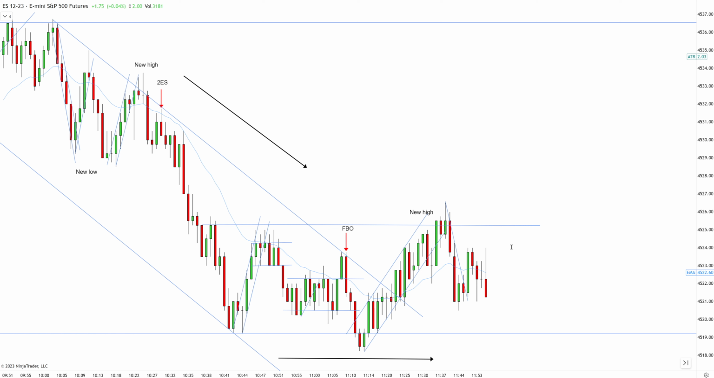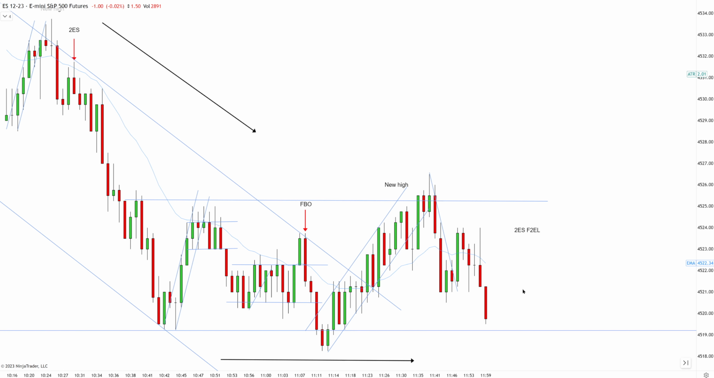And we have a great double high probability setup. Second entry short and a failed second entry long. New low, first entry short, second entry short, new high, first entry long, pullback, second entry long, failure. I was about to take this setup. I prepared my limit order, but as you can see, there is a gap and the limit order never was filled because price action never came back.